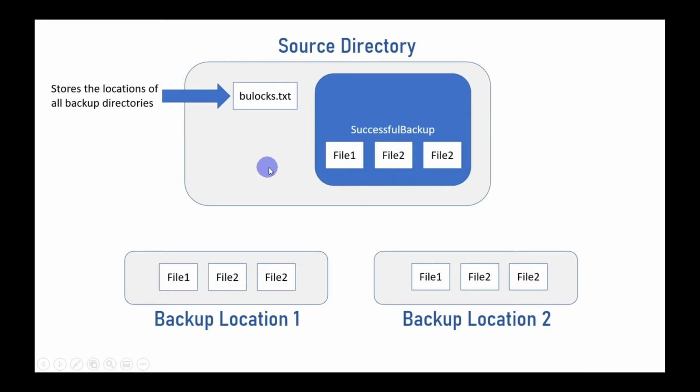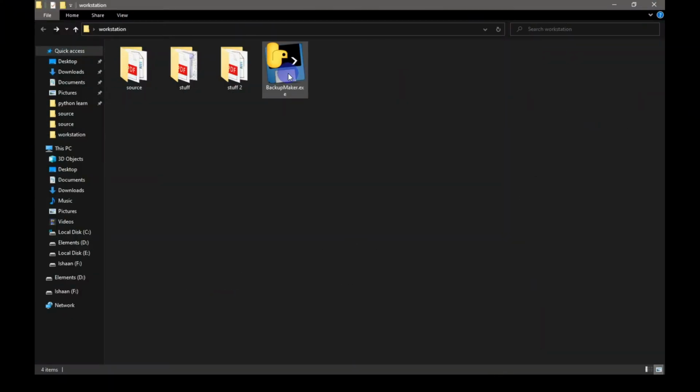So this is how the final picture looks. All the files are transferred to the successful backup folder. So whenever a new file enters the source directory, the same process is repeated and then it is transferred to the successful backup directory. Now I will give you the demo of the Backup Maker program.